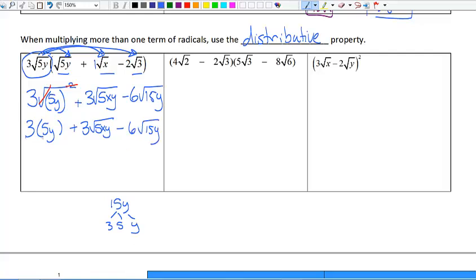The last thing I can do is just multiply on the first terms to get 15y plus 3 times the square root of 5xy minus 6 times the square root of 15y.